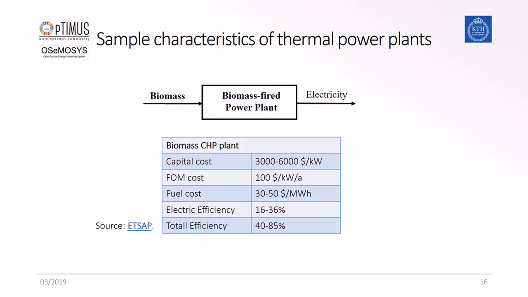Looking at the biomass-fired power plant, you can see a typical capital cost of $3,000 to $6,000 per kilowatt, and a total efficiency of around 40 to 85%.